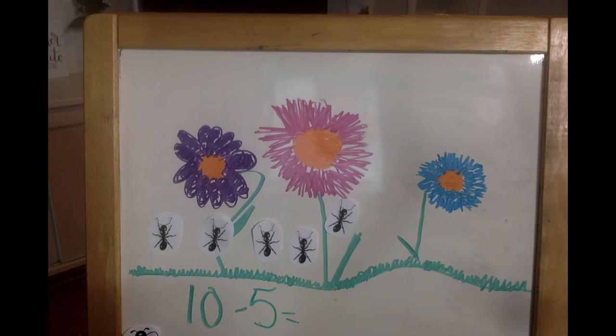So that means there are only ants left in the garden. So if there were 10 bugs to begin with and we take away or minus 5, how many bugs are left in the garden? Let's count them and find out. 1, 2, 3, 4, 5. There are 5 bugs left in the garden.